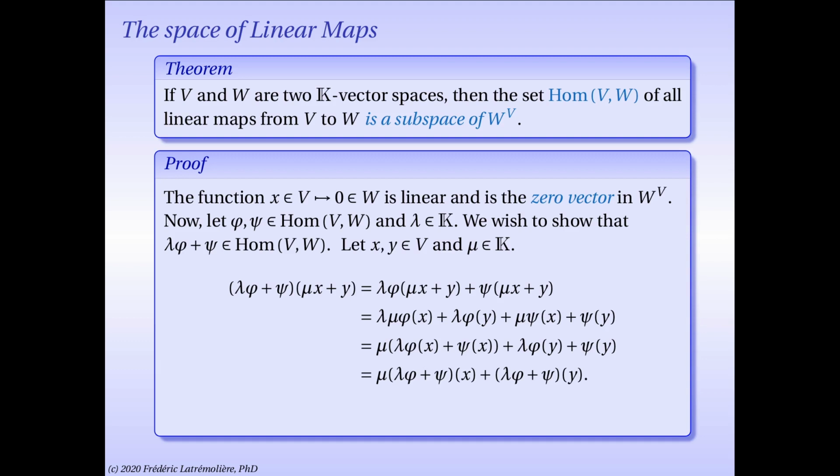And then you recognize by definition again that indeed we have proven that lambda phi plus psi applied to mu x plus y is mu times this function, lambda phi plus psi, applied at x, plus this function, lambda phi plus psi, applied at y. That is a characterization of linearity. So I have proven that lambda phi plus psi is indeed a linear function from V to W. This is enough to conclude the theorem holds.